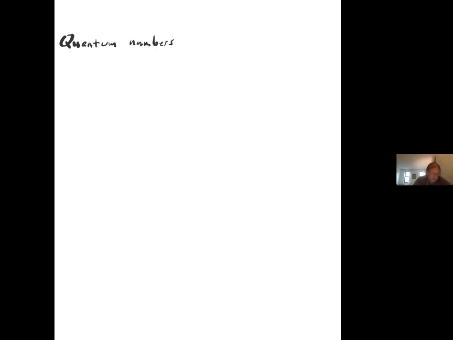You are familiar with the first one. This is called n, and n is what's called the principal quantum number. This tells us the energy of the orbital. It tells us how much energy it has. Going back a couple of slides, remember 1s, 2s, 3s. The lower the value of n, the less energy it has, the higher the value, the more energy it has.